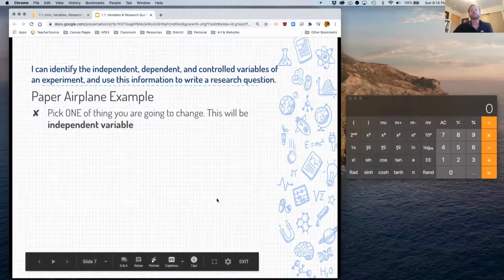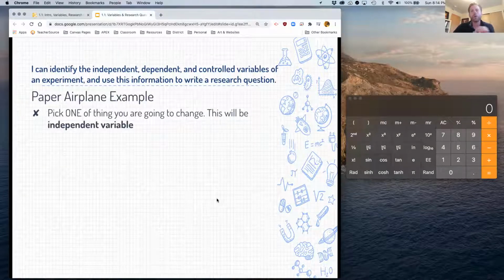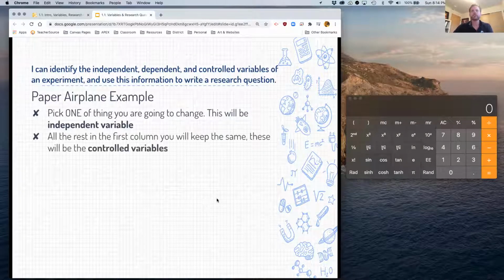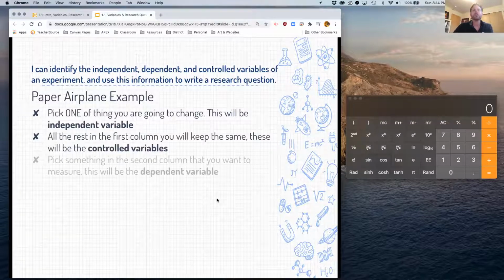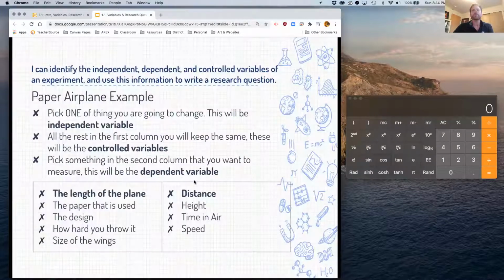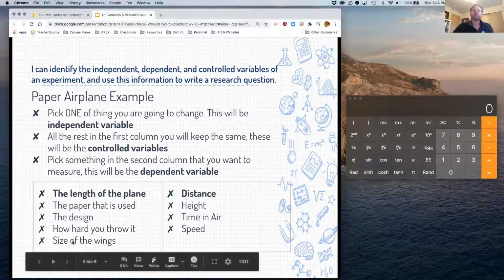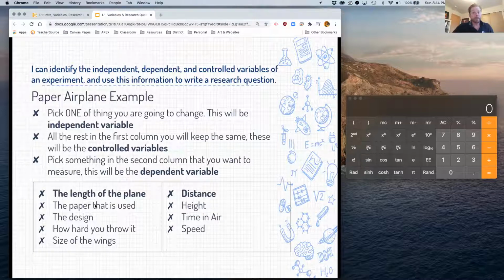So the first thing is you can only pick one independent variable, one thing to change. Everything else in that column becomes controlled variables. Let's say for this experiment, I'm going to change the length of the plane. This is my independent variable. All of these remain controlled. I'm going to make one really short and one really long and see how it affects the distance that it flies. I'm going to keep the paper the same.